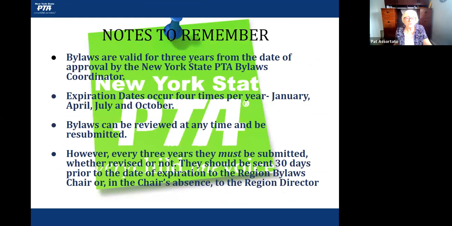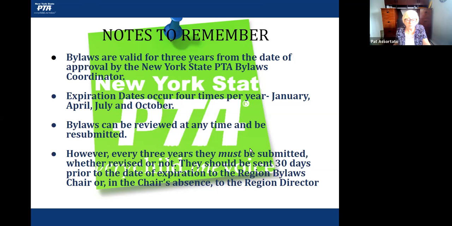Bylaws are valid for 3 years from the date of approval by the New York State Bylaws Coordinator. Expiration dates occur 4 times per year in January, April, July, and October. The expiration dates reset on the 15th of the month following those 4 months. So for example, July, any bylaws submitted and approved by New York State between May 15th and August 14th will have an expiration date of July 1st.